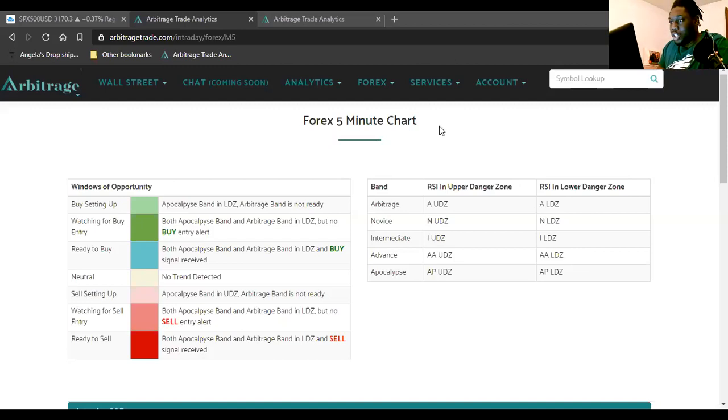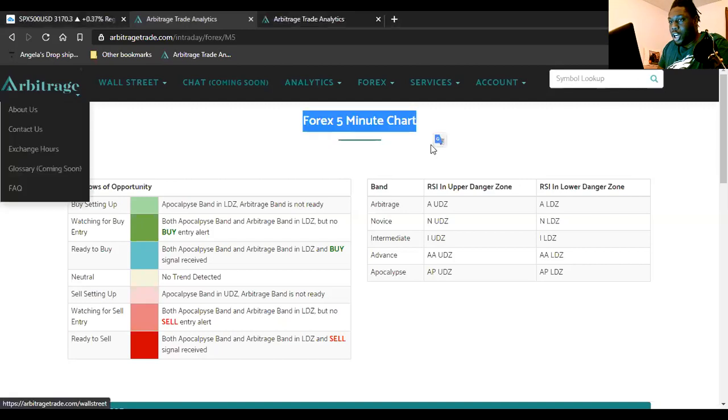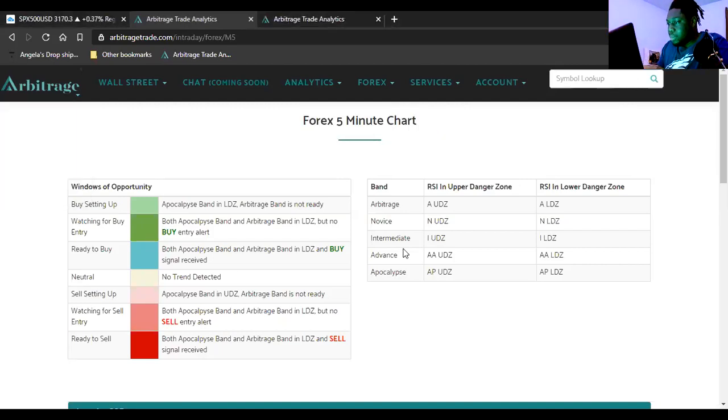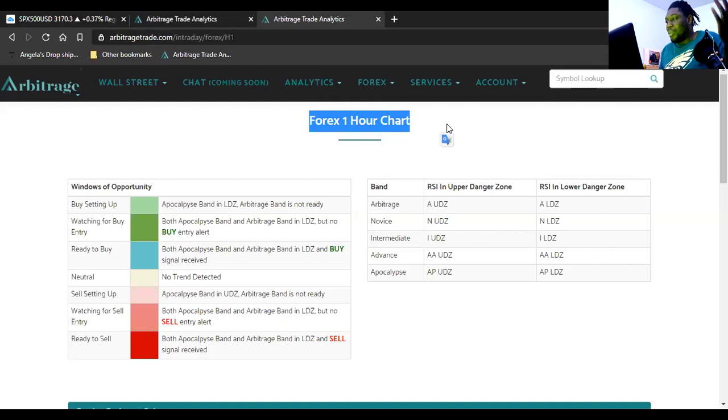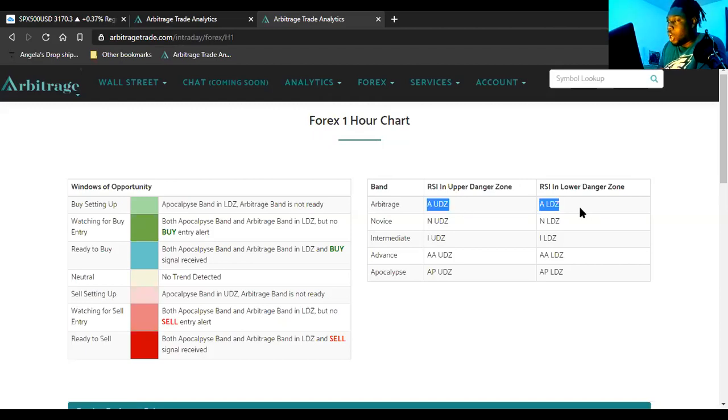I usually look at the Forex 5-minute chart on the arbitrage website. For the apocalypse band, this is what I'm looking for on the 5-minute time frames. And on the 1 hour time frames that I have both of them on, it's basically the same thing between the 5-minute arbitrage, the 5-minute apocalypse band for the arbitrage indicator, and the 1 hour arbitrage time frame. That's why I like using those two as confluence. Then I go to the charts and look through them. So without further ado, let's get started.